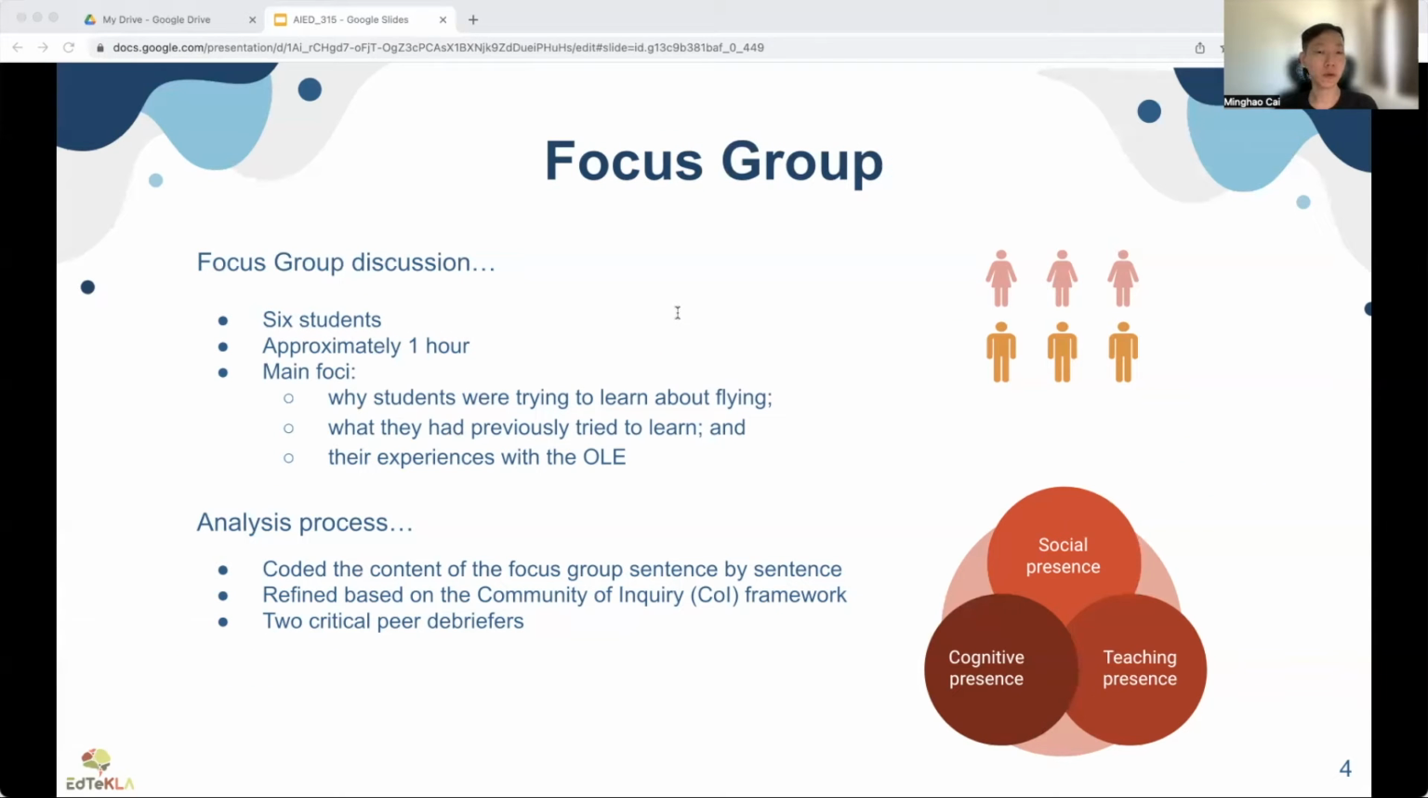To understand student experience with such complex online learning environments, we conducted a focus group study with a group of students who used the system. The discussion lasted approximately one hour and focused on why students were trying to learn about flying, what they had previously tried to learn, and their experience with the system. The discussion was recorded and the content was coded sentence by sentence and then refined based on the Community of Inquiry framework, which mentions the three key elements of student success: social, cognitive, and teaching presence. The coding results were finally reviewed separately by two critical peer debriefers.